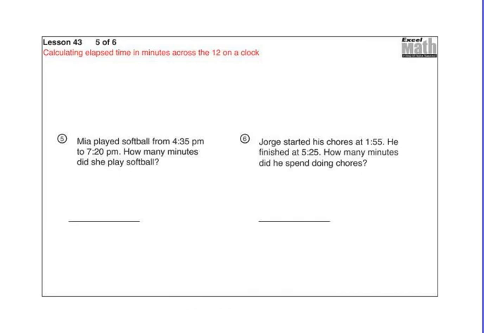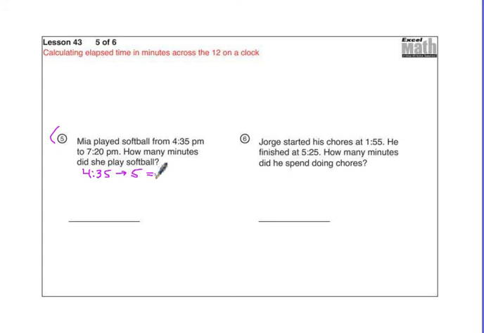Now here are two problems that are a lot like the problem that we just learned how to do. So I'd like you to pause the video. Let's do one at a time. Just do number 5. Turn it back on when you're ready to see the solution. It says Mia played softball from 4:35 to 7:20. So we have to go from 4:35 to 5 o'clock first.